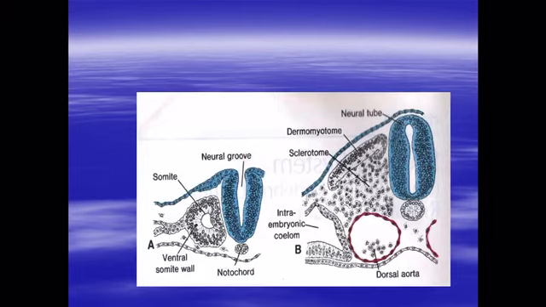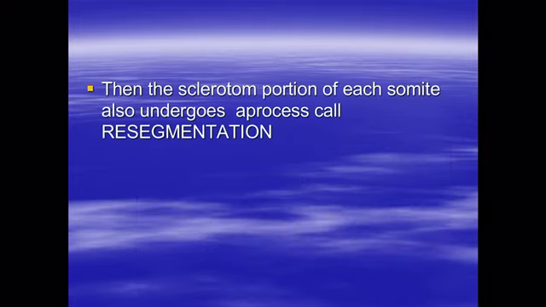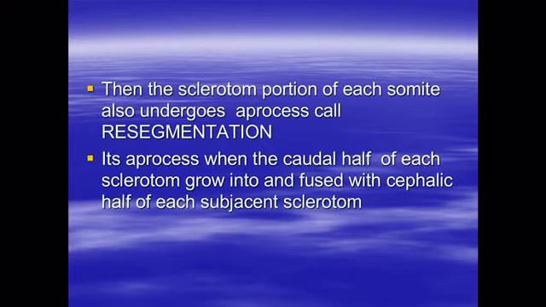This is the sclerotome portion. So the neural arch or vertebra forms from the sclerotome portion also. Then the sclerotome portion of each somite also undergoes a process. They call it resegmentation. It's a process when the caudal half of each sclerotome grows in and fuses with the cephalic half of each adjacent sclerotome.